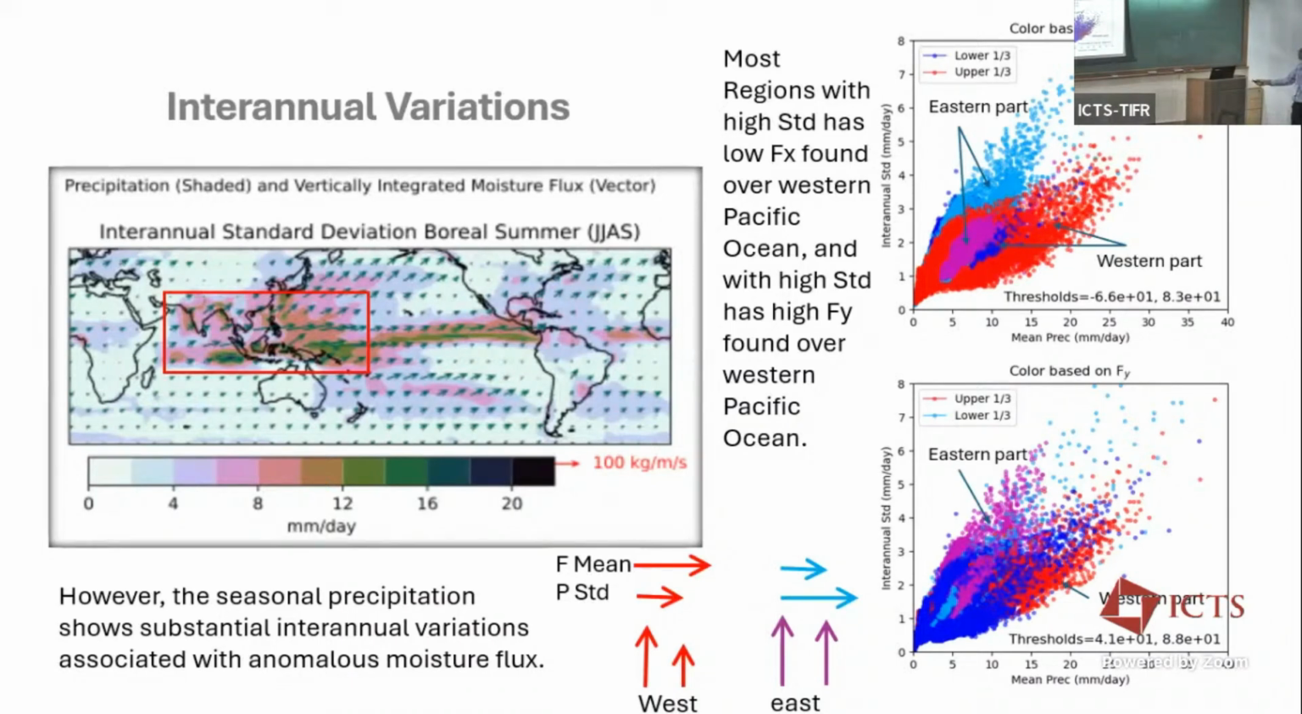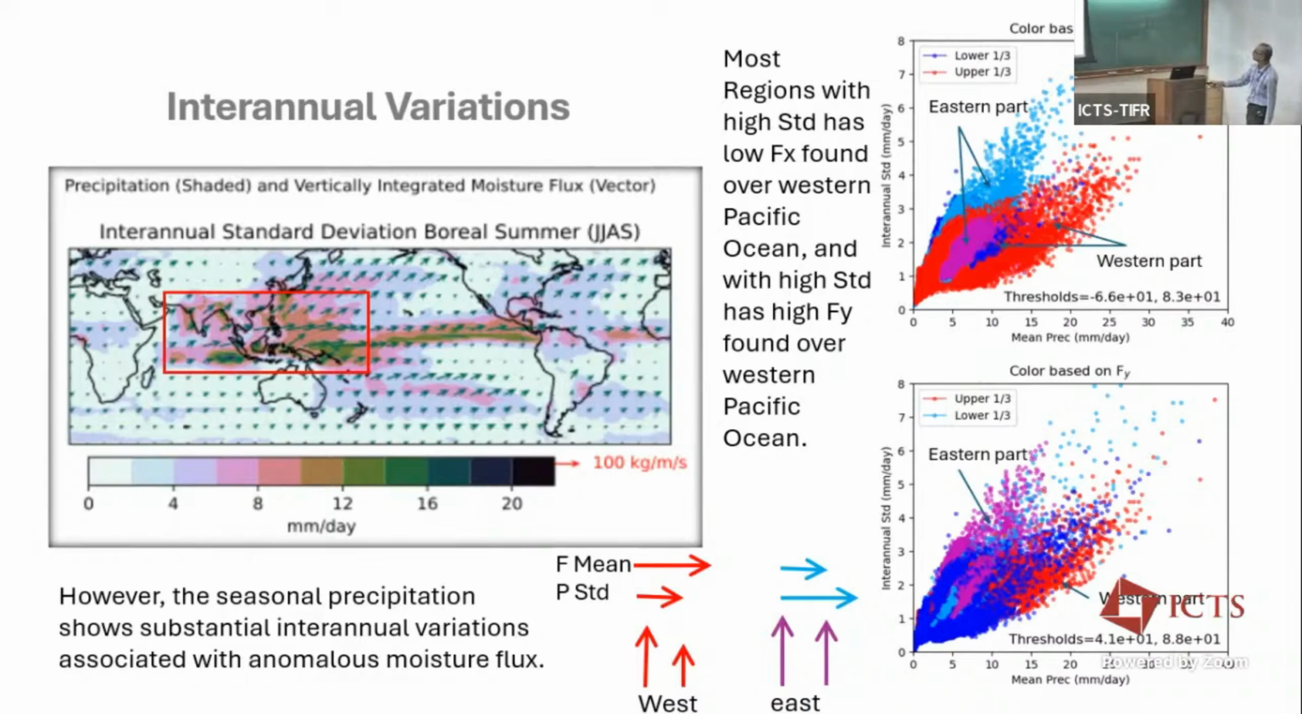However, over the West Pacific Ocean, the mean rainfall is lower, or the zonal flux is lower, but the internal standard deviation of precipitation is higher. However, when you go to the meridional flux of the moisture, over the western region, that is over this Indian region, the mean is large. Again, the precipitation standard deviation is low. This is the same thing.